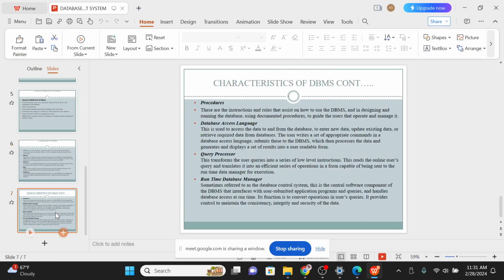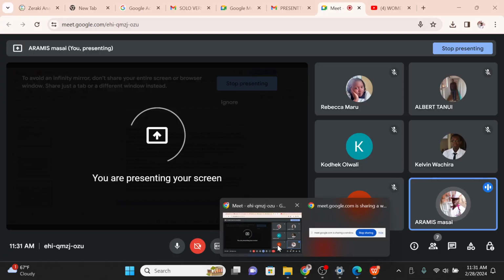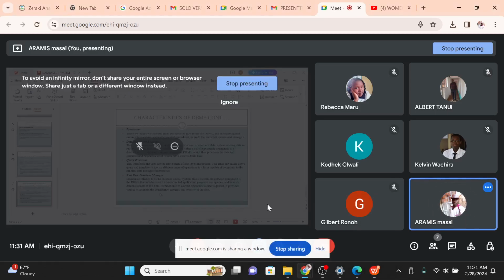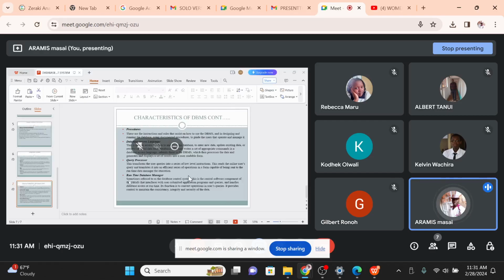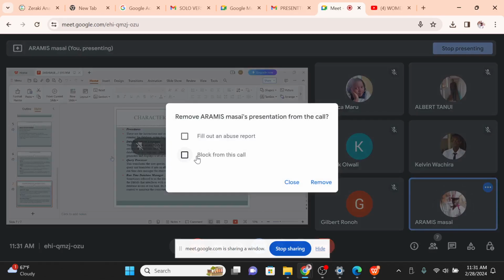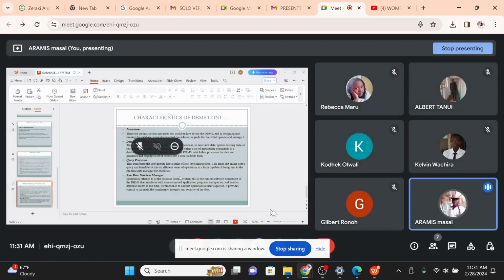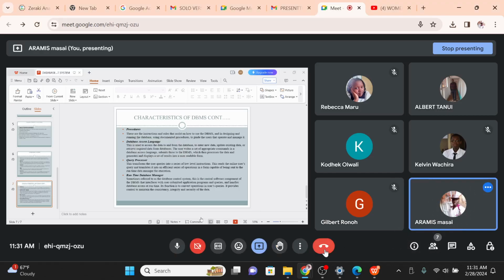Now, let us narrow down to characteristics of database. To class, I think you can see well? Can you see well? Rebecca and Albert, are you seeing it? Yes. Good. You can see the slides?